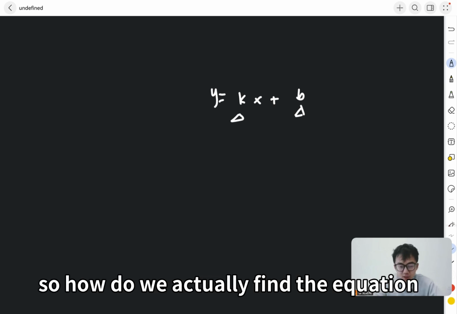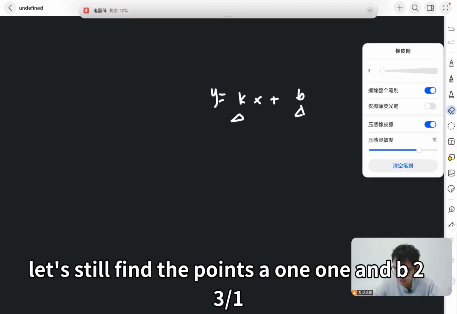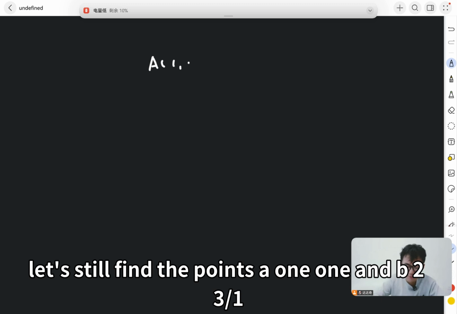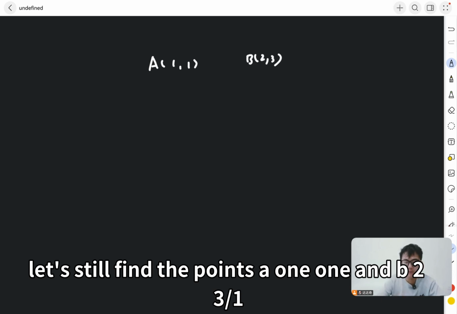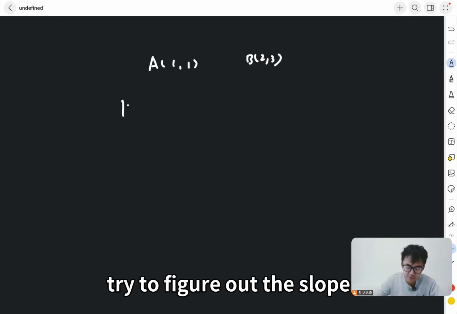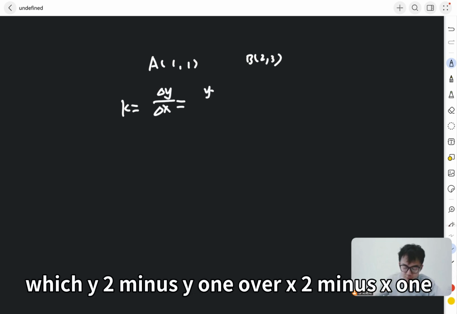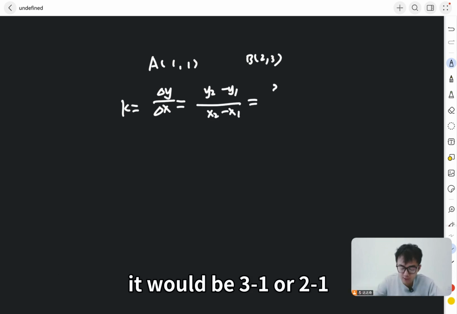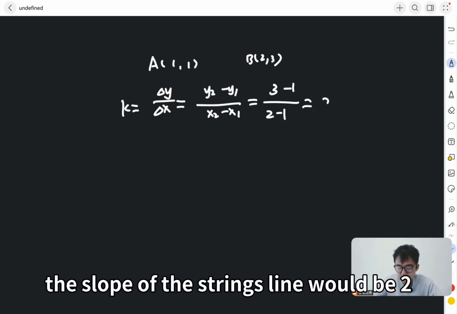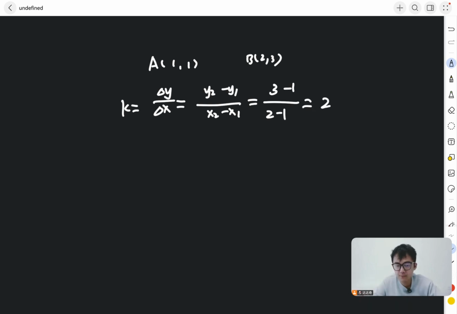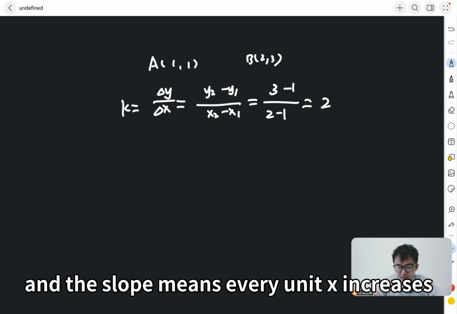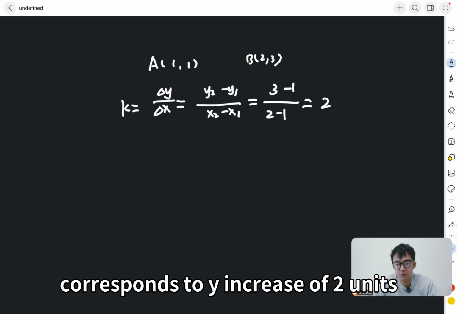So how do we actually find the equation? Let's say we have the points A (1, 1) and B (2, 3). First, try to figure out the slope. k equals delta y over delta x, which is y2 minus y1 over x2 minus x1. It will be 3 minus 1 over 2 minus 1. The slope of the straight line would be 2. And the slope means every unit x increases corresponds to a y increase of 2 units.